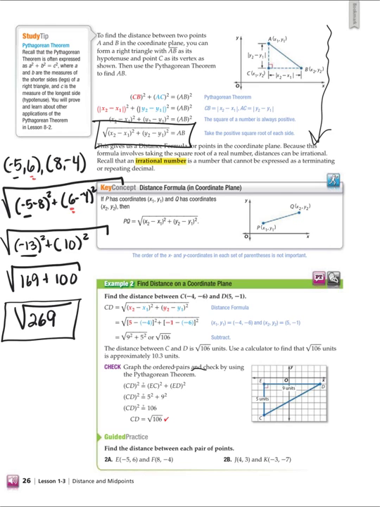Okay, so this should be a review for you of the distance formula on the Cartesian plane. So right now we have two formulas that we've talked about. The distance on the number line: absolute value of the difference of the coordinates. And the distance on the graph board: the square root of the difference of the x's squared plus the difference of the y's squared.